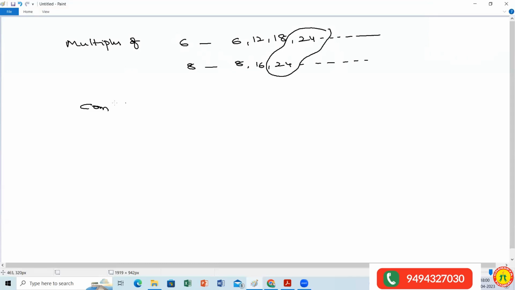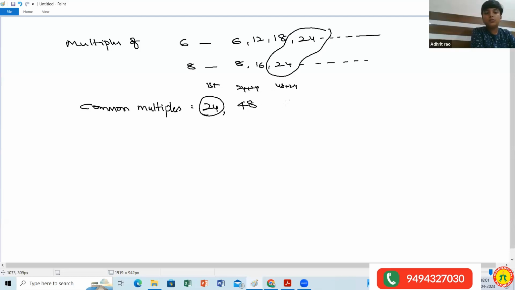Once you get the first common multiple, ma'am, I think we have to repeat the table of 24. Very good. Repeat the table of 24. What is the next multiple? 48. Very good. 24 plus 24 is 48. Then 48 plus 24 is 72.